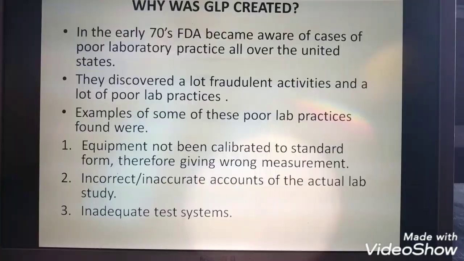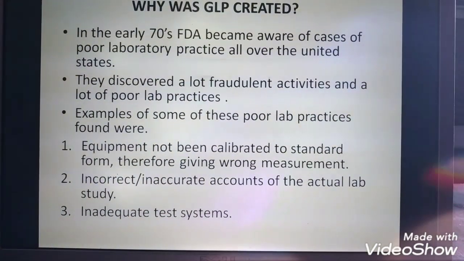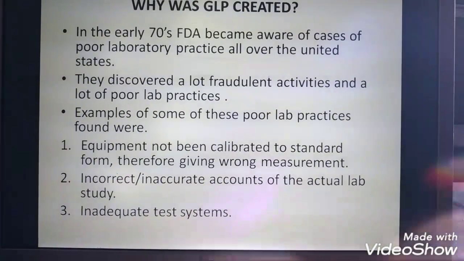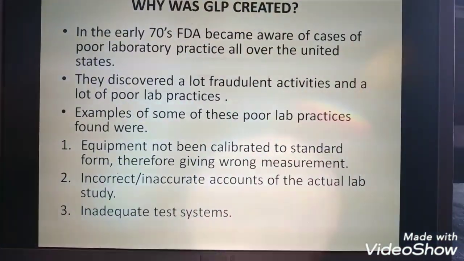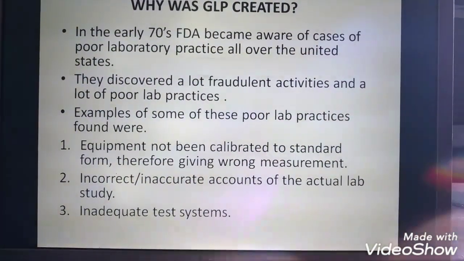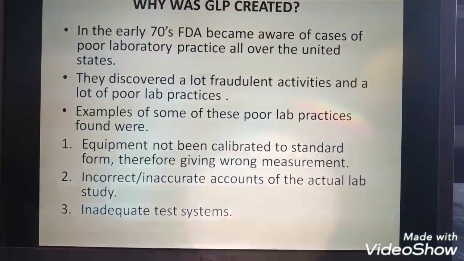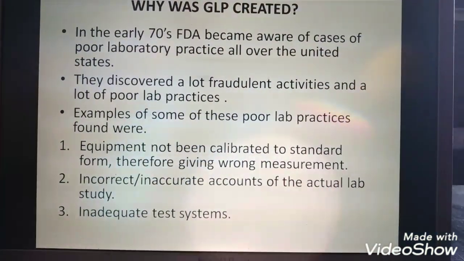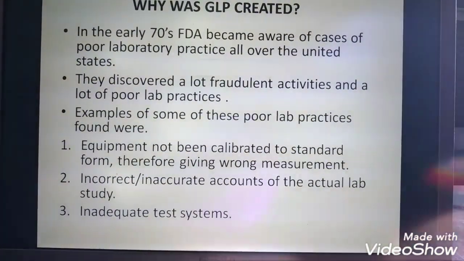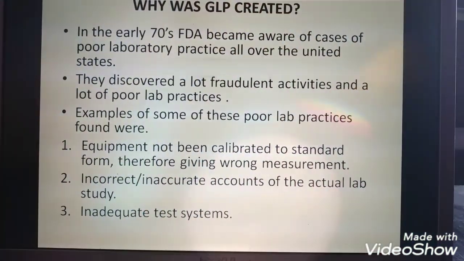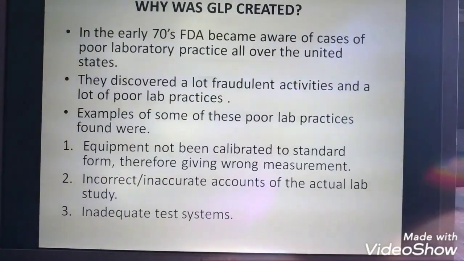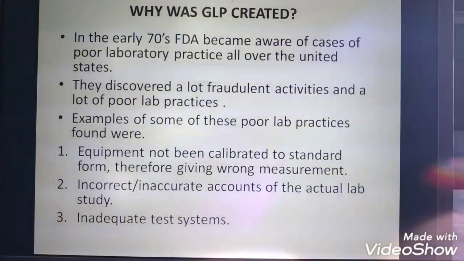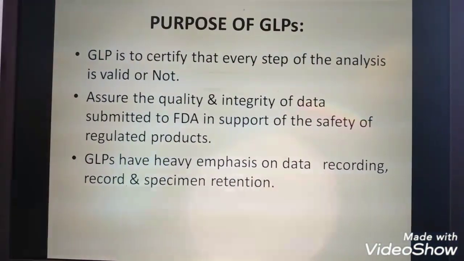In the early 70s, FDA became aware of cases of poor laboratory practice all over the United States. They discovered a lot of fraudulent activities and a lot of poor lab practices. Examples of some of these poor lab practices found were equipment not being calibrated to standard form, therefore giving wrong measurements, incorrect or inaccurate accounts of the actual lab study, inadequate test systems.